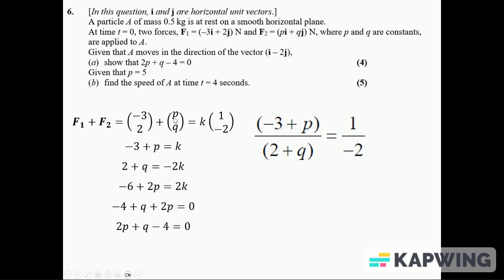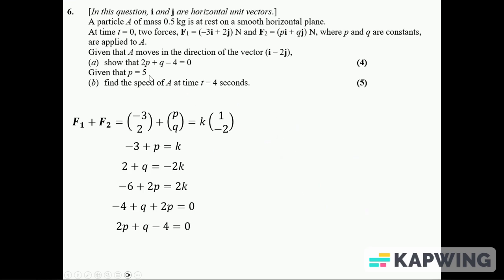So if you like, the ratio of the i component to the j component is 1 to minus 2. So minus 3 plus p over 2 plus q is 1 over minus 2, which amounts to the same thing, really. It also said they would allow you to write it in this form, but nothing else. So make sure you write this as your last line when you finish it off.